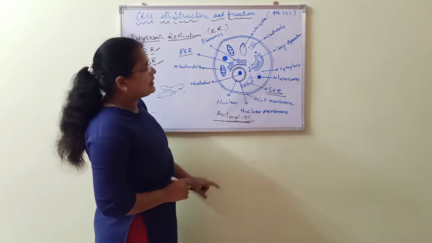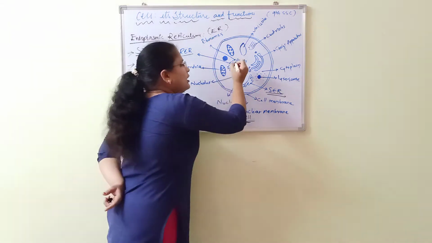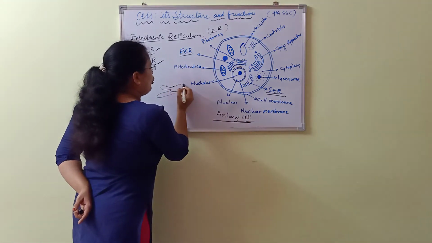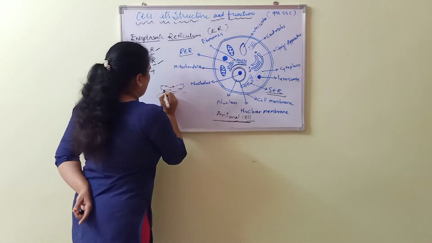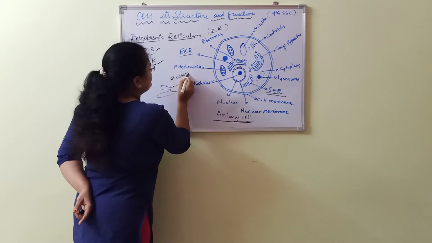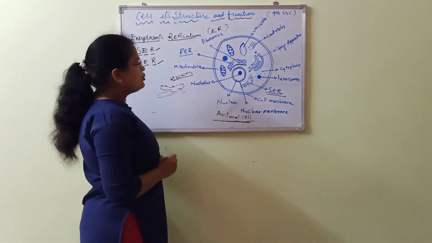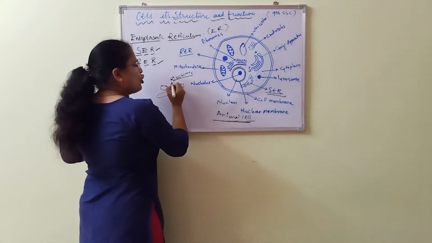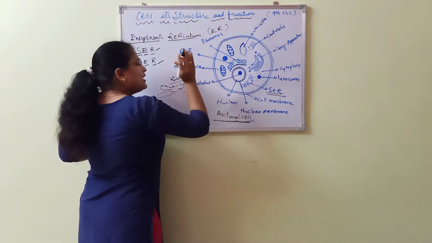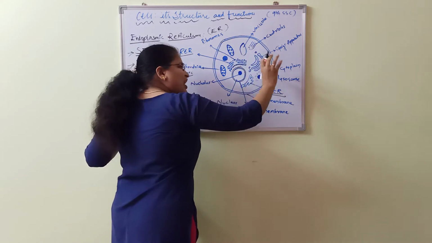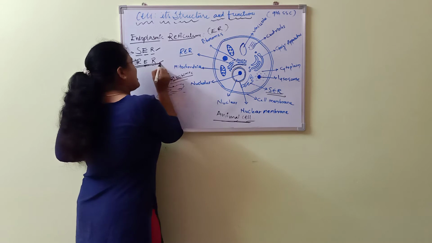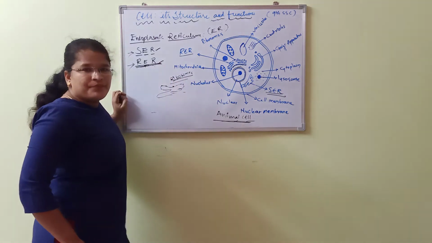Why is it very different from each other? The rough endoplasmic reticulum has granule-like structures known as ribosomes. These ribosomes are present on the endoplasmic reticulum. The endoplasmic reticulum which contains the ribosomes is known as rough endoplasmic reticulum.